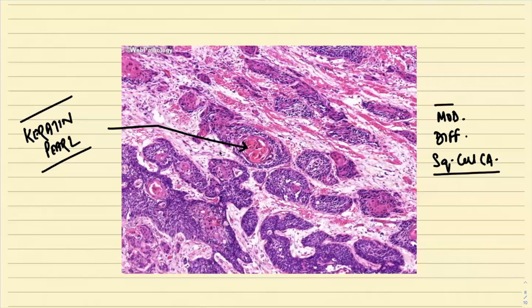So can everyone appreciate all these? What are these? Yes, keratin pearls. These are the keratin pearls, which are characteristic of squamous cell carcinoma. So this is a moderately differentiated squamous cell carcinoma because keratin pearls can be easily appreciated over here. And the squamous histology is also well appreciated from this diagram.